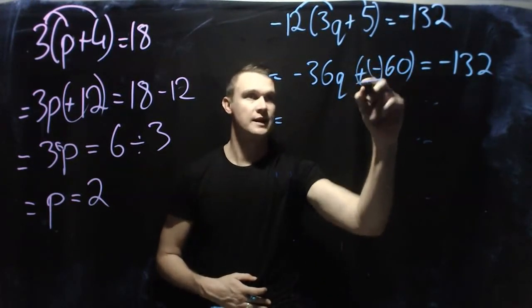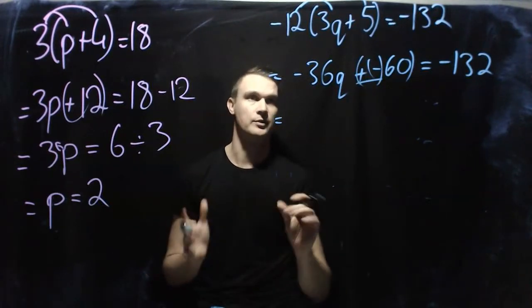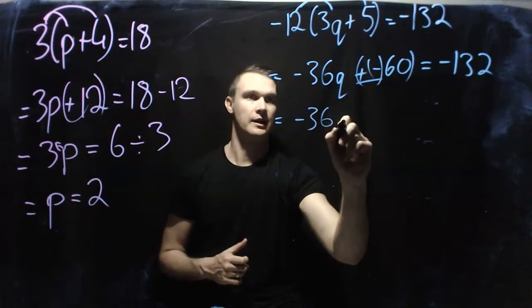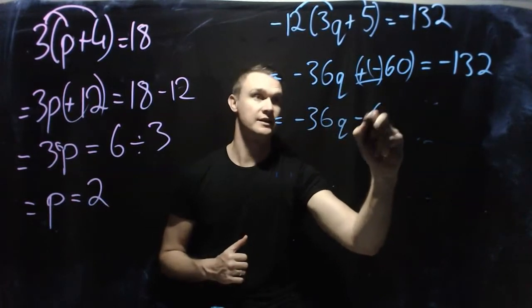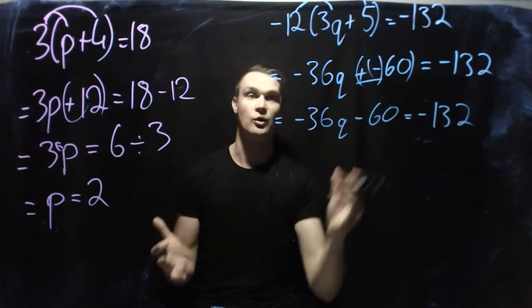As we know, with this case, we've got a positive number and a negative number. That will make a negative number. So the opposites make a negative number. So now we have negative 36q minus 60 equals minus 132. Okay, just to show you what to do there.